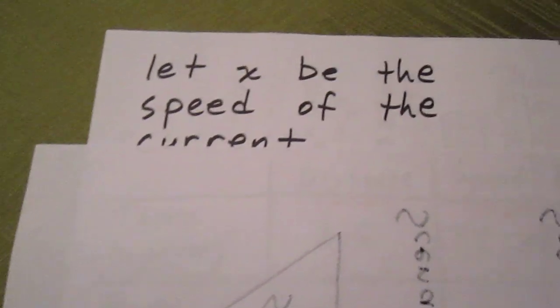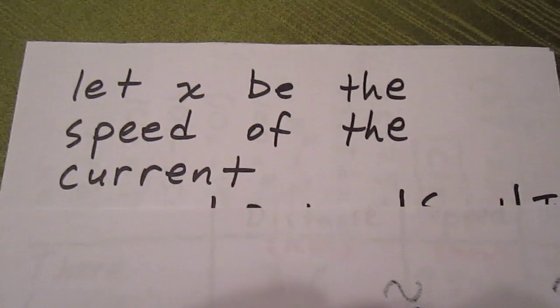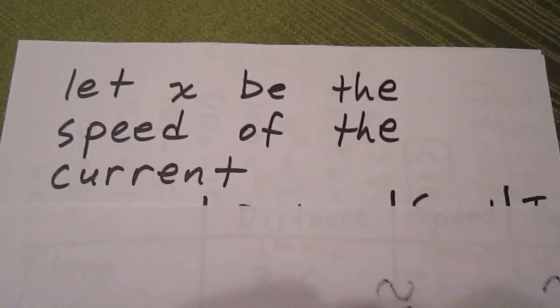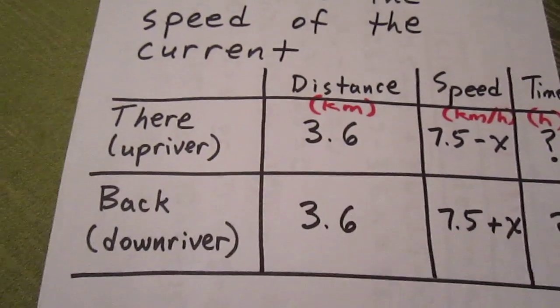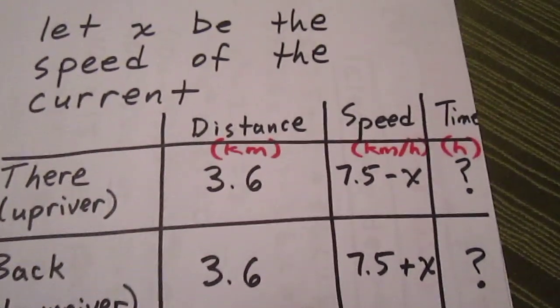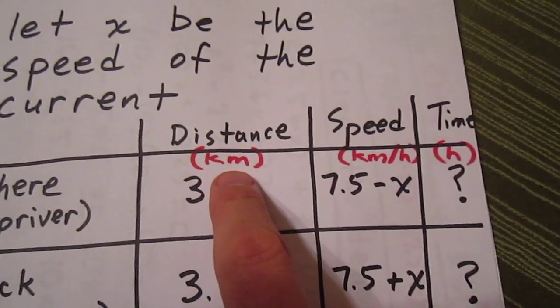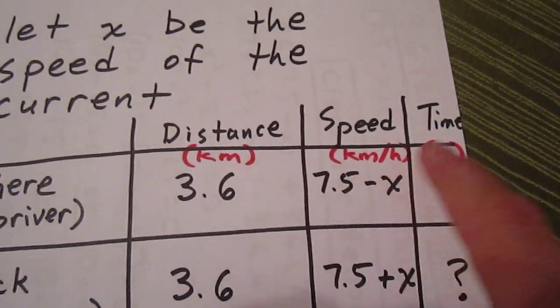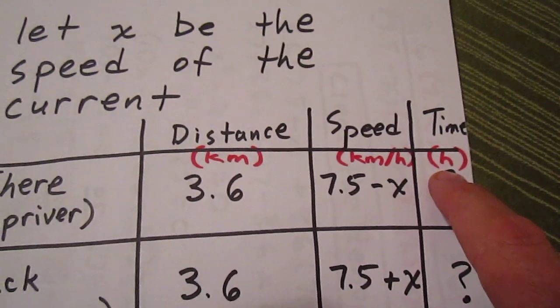So I'm going to let that be x. x is the speed of the current. And I have to consider my two scenarios. One of them was there and one of them was back. My distance is measured in kilometers, my speed is measured in kilometers per hour, my time is measured in hours.